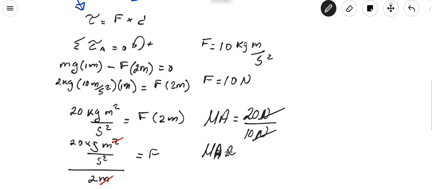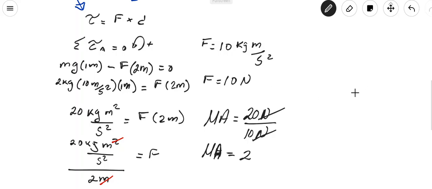Mechanical advantage doesn't have any unit. So the mechanical advantage is 2. That means that I apply just half of the force, half of the weight, because I have a mechanical advantage of 2. It's like I multiply the force that I apply by 2. So the dimensions of this lever, the physical characteristics of this lever, are helping me a lot when I am lifting the weight.